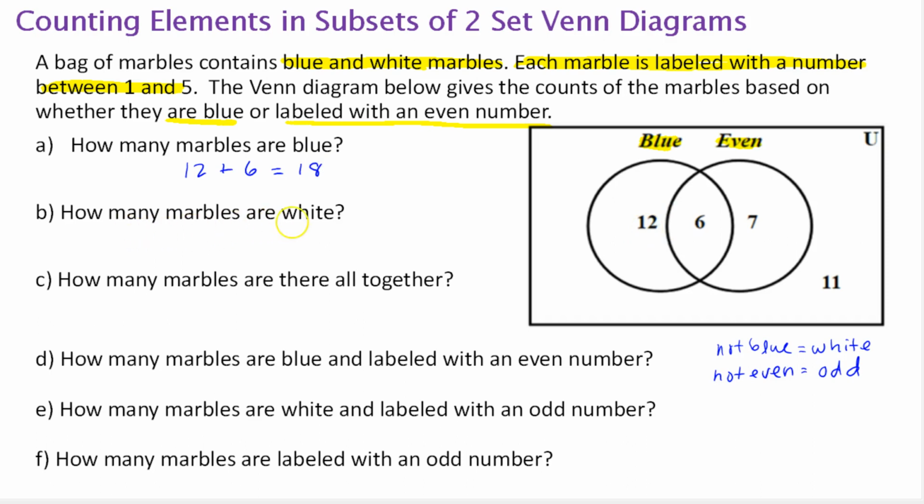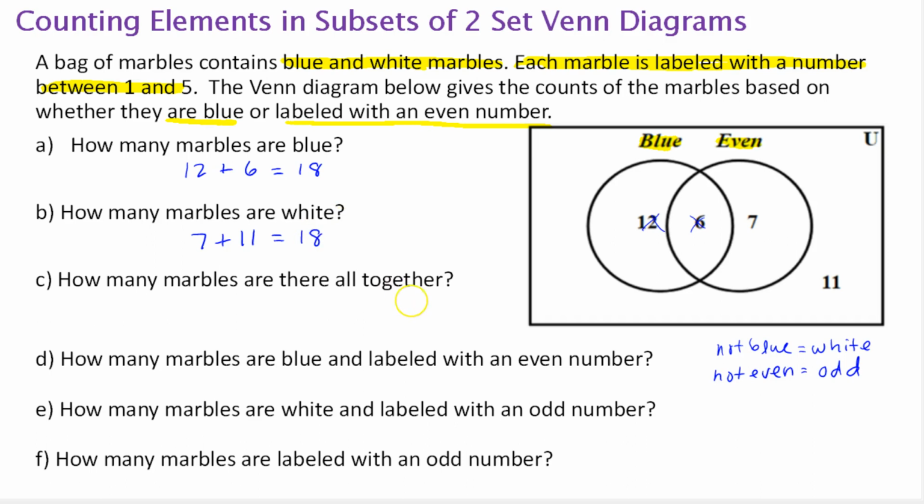Next, we're asked how many marbles are white. Well, if they're white, again, that means they're not blue. So we don't see white listed here, but white implies not blue. So that means not these two regions. So we'll leave these two out. Here, you're even and not blue, or even and white. Here, you're not even and not blue, so you'll be white and odd. So we'll add up these two regions, and 7 plus 11, that's also 18. That's a coincidence.